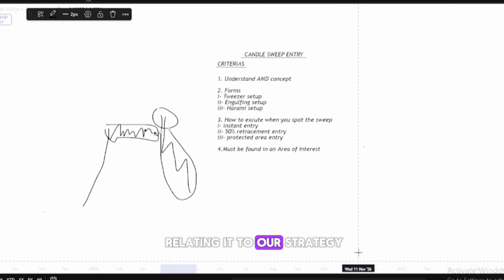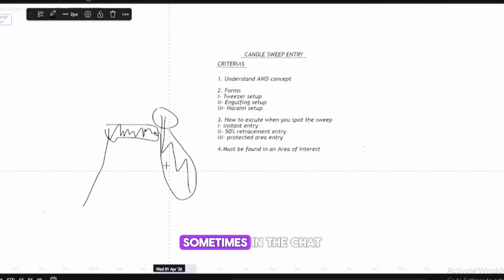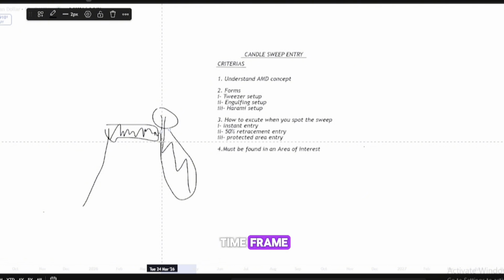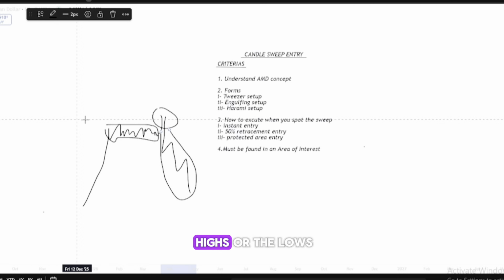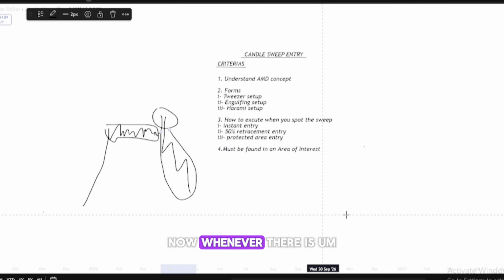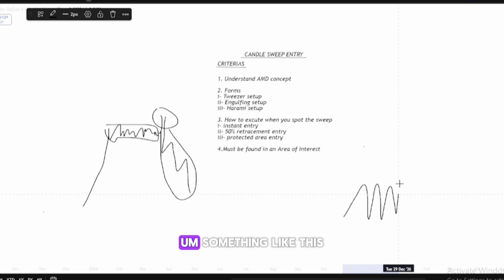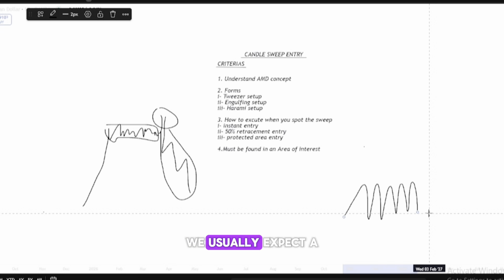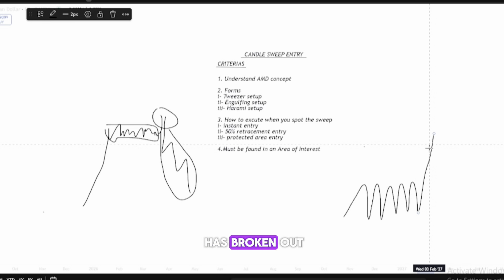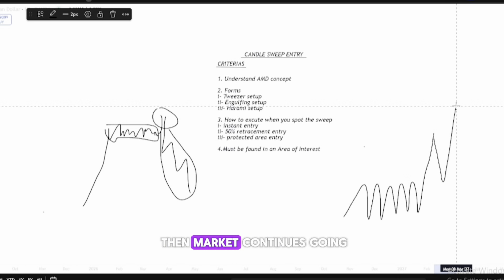Now, relating it to our entry strategy, sometimes in the chart, we usually see the market give us an accumulation phase like this. No matter how small it is, it might be in a smaller time frame, it might be in a larger time frame, and then the next thing you see a candle sweeping the highs or the lows of the accumulation and then going back into the structure. Now, whenever there is something like this, which is an accumulation, we usually expect a breakout of that accumulation. So if we find out that the market has broken out, most times we're going to have a retest and the market continues going, right?